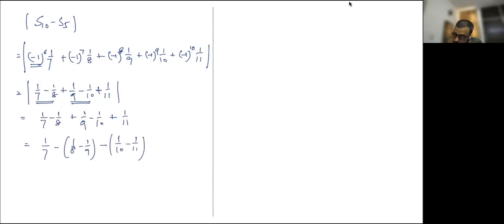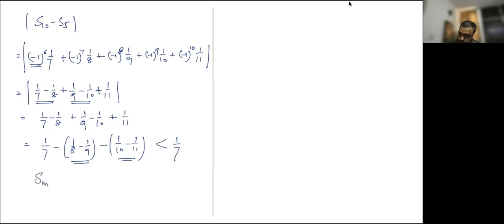And again, what this will tell you is that this is less than 1/7. Because this is positive, this is positive. That means you are reducing 1/7. You are subtracting some positive things from that. So that is less than 1/7. Okay, so what you observe is this.